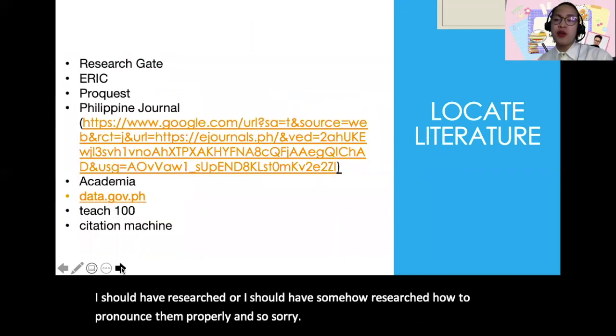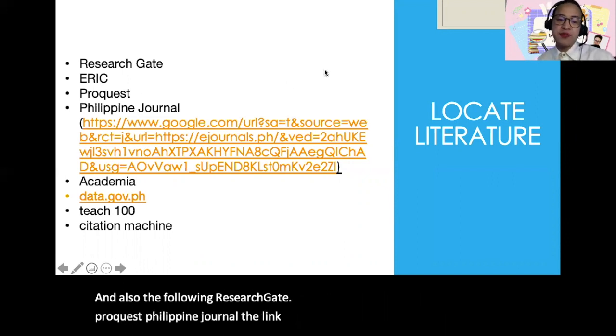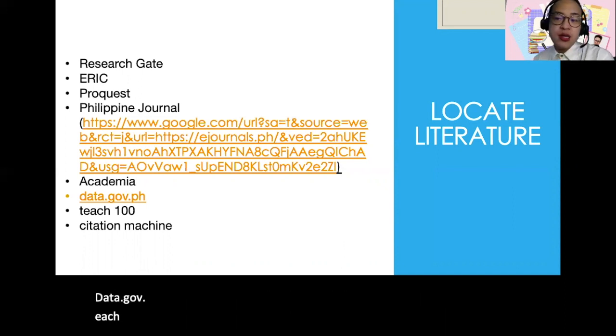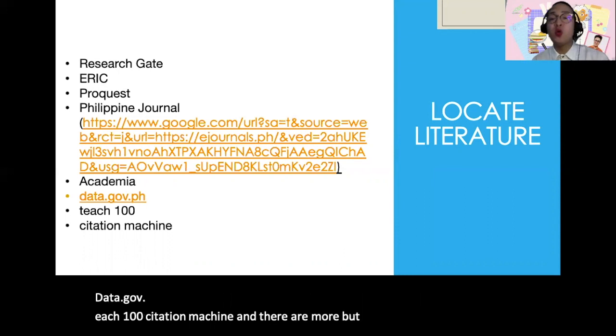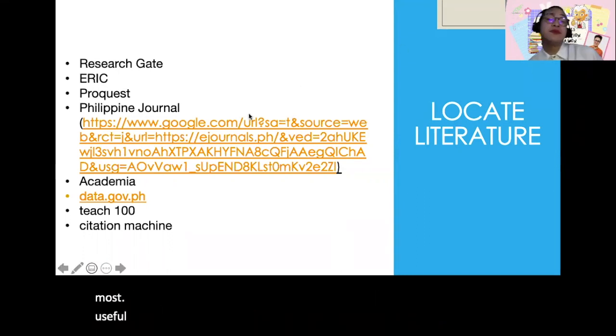And also the following: ResearchGate, ProQuest, Philippine Journal, the link is provided, Academia, data.gov.ph, Teach 100, Citation Machine, and there are more. But what I gave you are the most useful and recommended search engines.